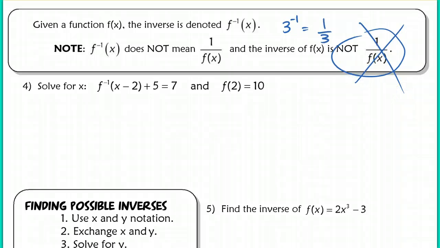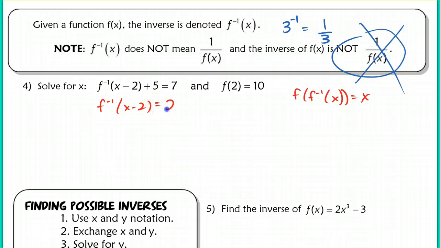In problem 4, let's try to use the idea that we were just using: f of f inverse of x, whatever it is, should equal x. Or y, or whatever notation we want to use. If I take a look at this and play around with it, I notice that if I subtract that 5, I get an output here of 2. So f inverse of whatever this is, because I'm trying to solve for x, is supposed to equal 2.